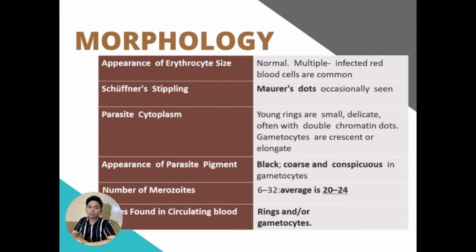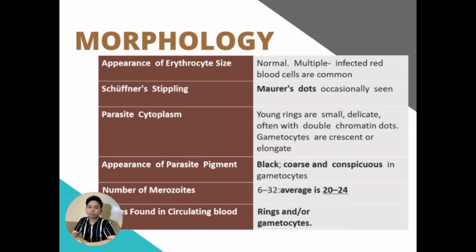So if we try to remember our mnemonics, Ferdinand Marcos, F is for falciparum and M is for Maurer's dots. Next, the young rings of your Plasmodium falciparum are small in size, delicate, and often characterized with two chromatin dots. The gametocytes of the significant species in the genus Plasmodium are roundish to oval micro and macro gametocytes. However, Plasmodium falciparum has a crescent-shaped gametocyte, which is a distinguishing characteristic of falciparum.